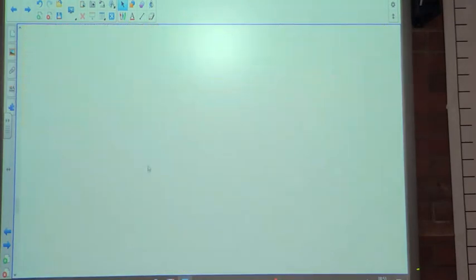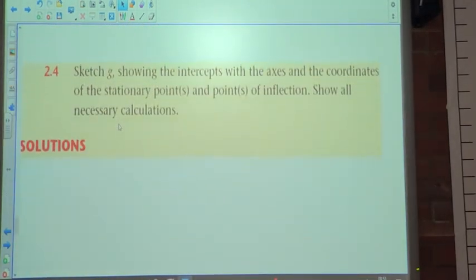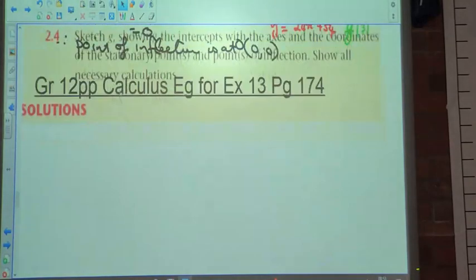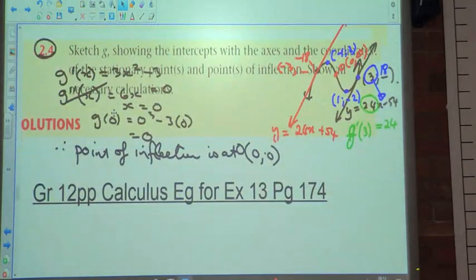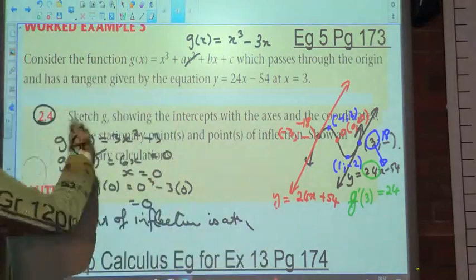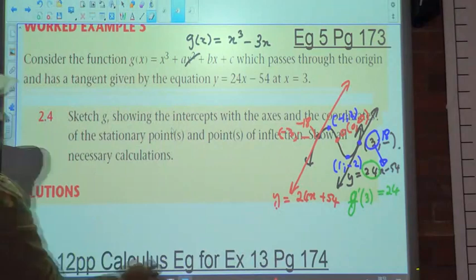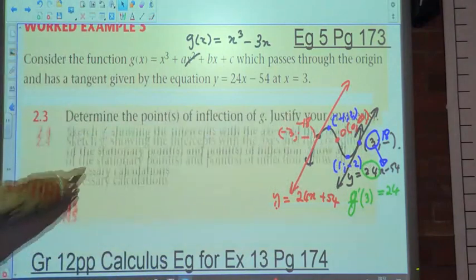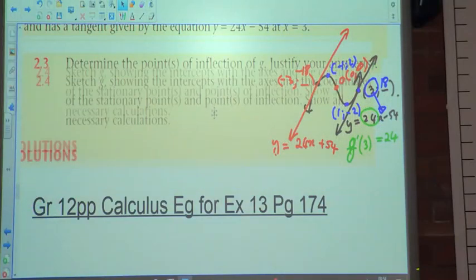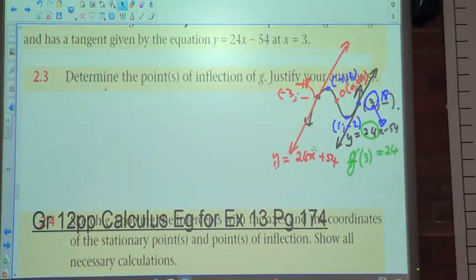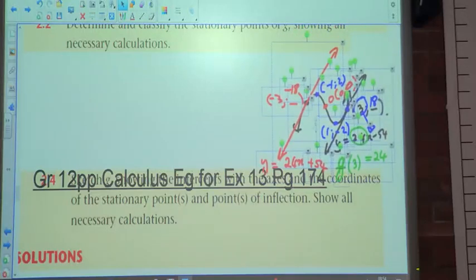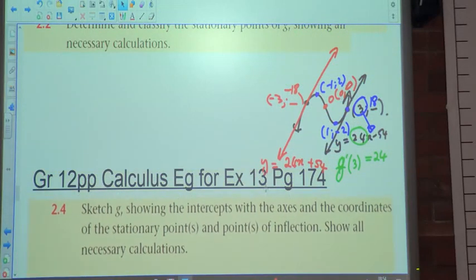And then of course the last question. Sketch g now showing the intersection of the axes and the coordinates of the stationary point or points. Anyway, so if we're going to draw this now, people, I'm going to pull this here. I have everything already, not so? Well, I'm going to just pull this down so you can have a clear picture of what's happening here. This is now 2.4.